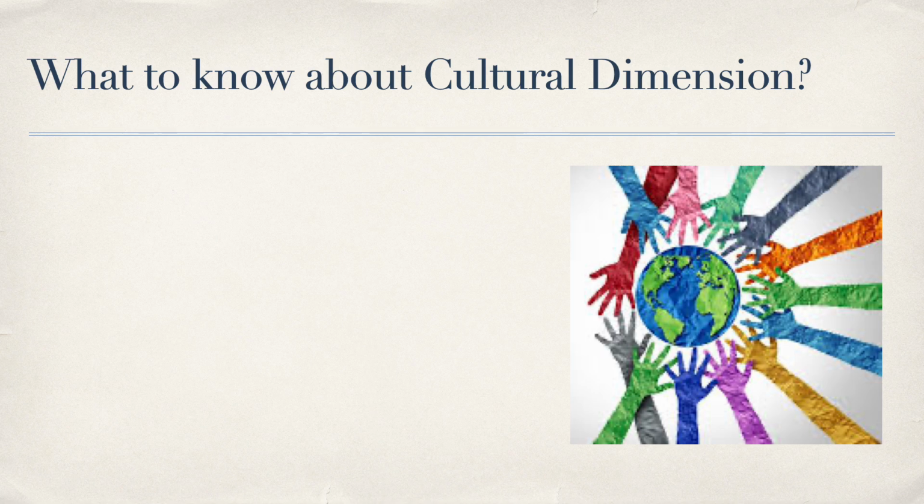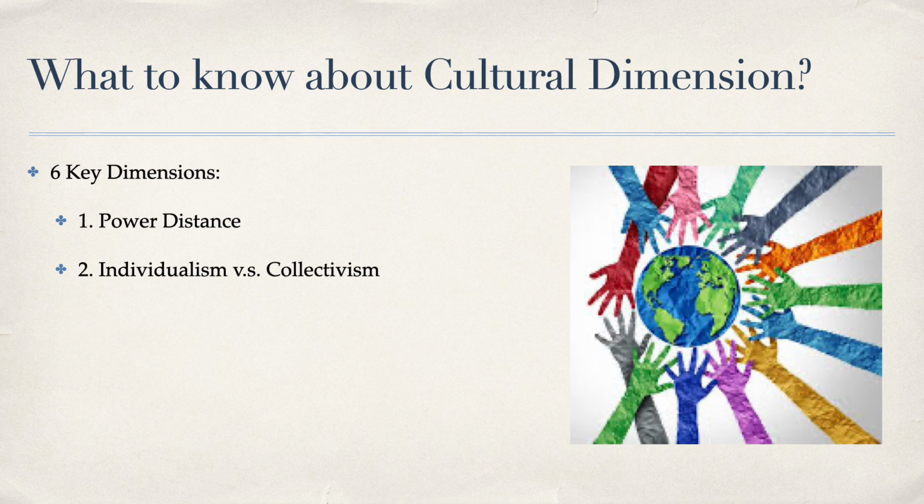Now then, what to know about cultural dimension? There are 6 keys that Mr. Hofstede founded. First one is called power distance. This will describe the extent of powerful members in an organization. Secondly, is individualism versus collectivism, where individualism is focused on the self and collectivism is focused on the we. Third is masculinity versus femininity. I hope I'm saying that right. That's such a mouthful.